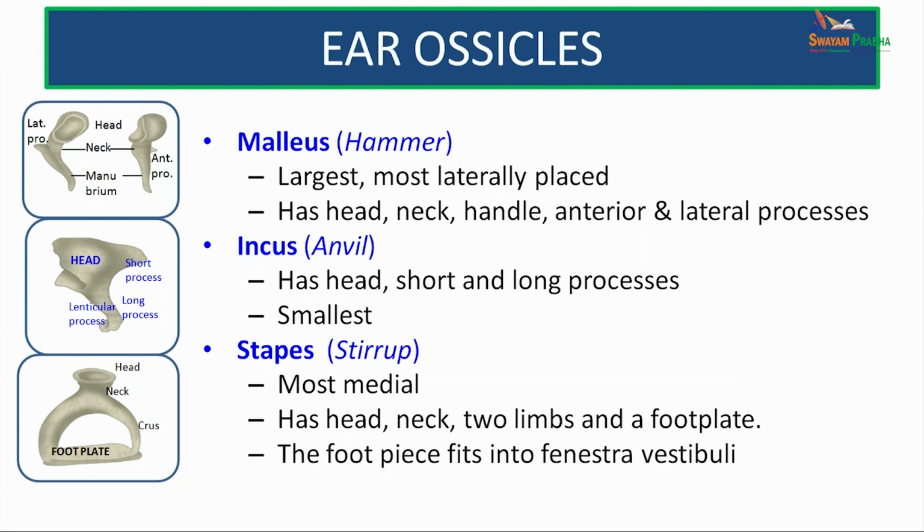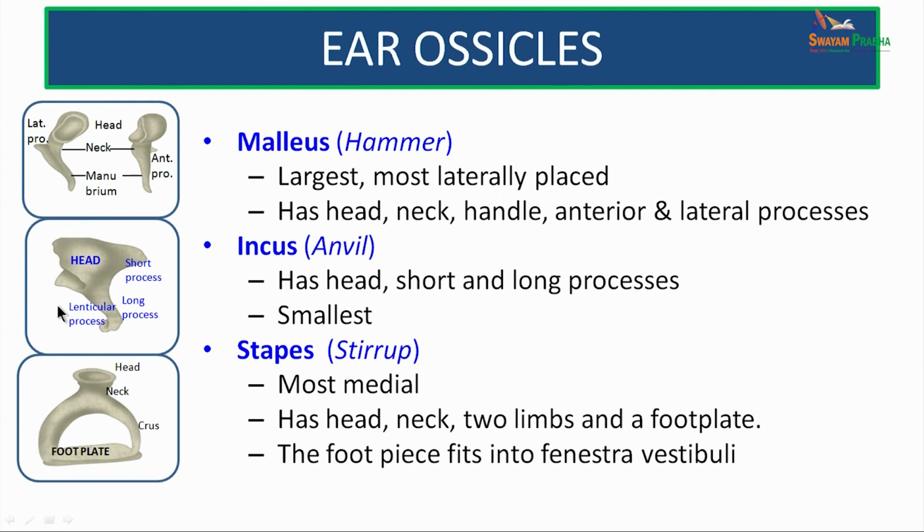Now, let us look at the various contents of the middle ear. These are the ear ossicles, that is the malleus, incus and the stapes. Malleus looks like a hammer, or it is a hammer-shaped bone. It is largest among the 3 ear ossicles and it has a head, a neck, anterior and lateral processes, and it is the most laterally placed among the 3 ossicles.